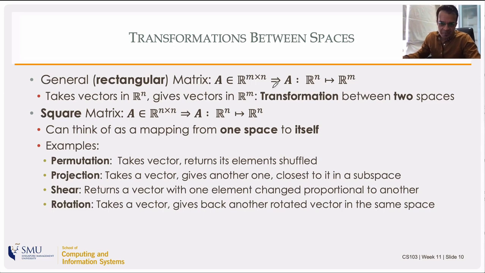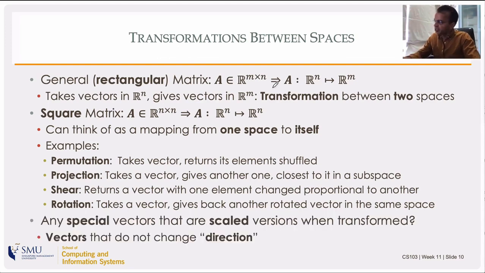Then rotation is another example that we saw. It also takes a vector and gives you another vector in the same space but at a different angle, pointing in a different direction without changing the magnitude or the norm of the vector. So these are the different examples. Any matrix that is a square matrix will be a mapping from one space to itself. And I think that mapping is called, if I remember right, automorphism.